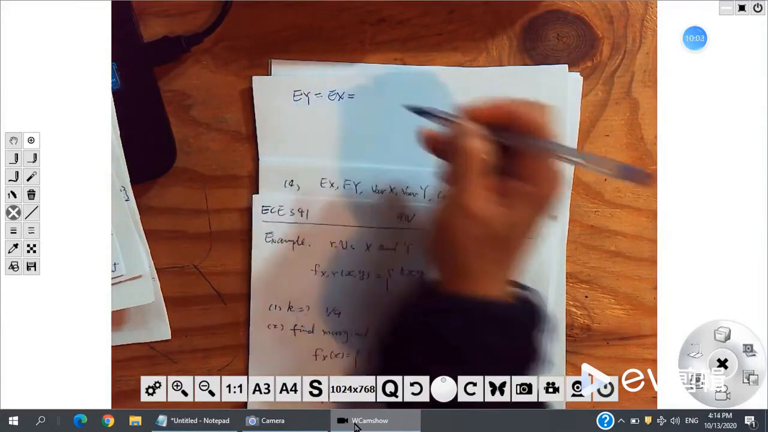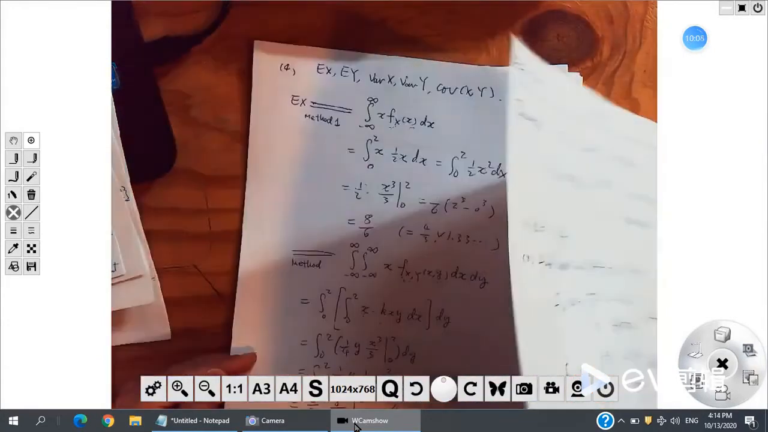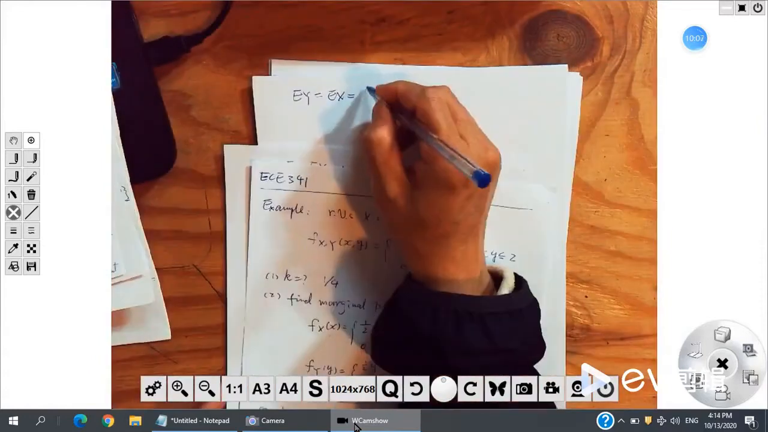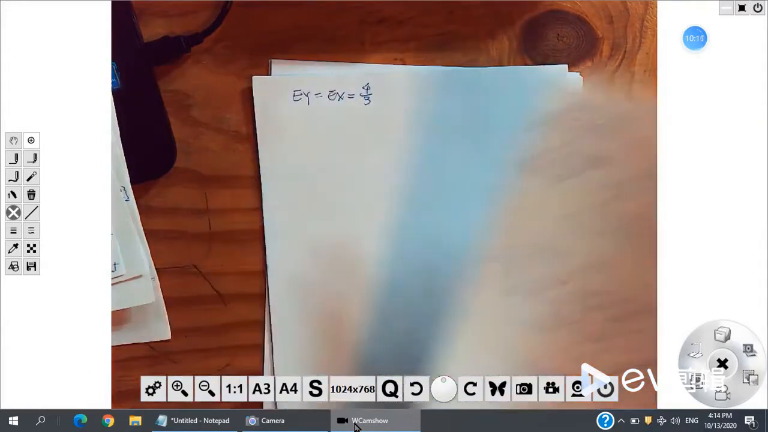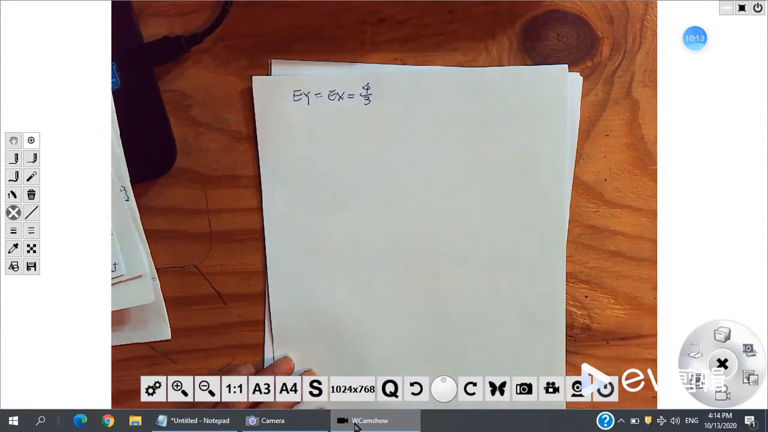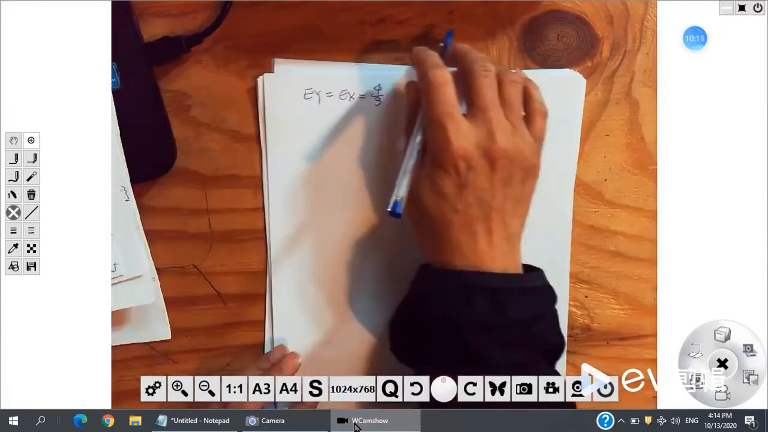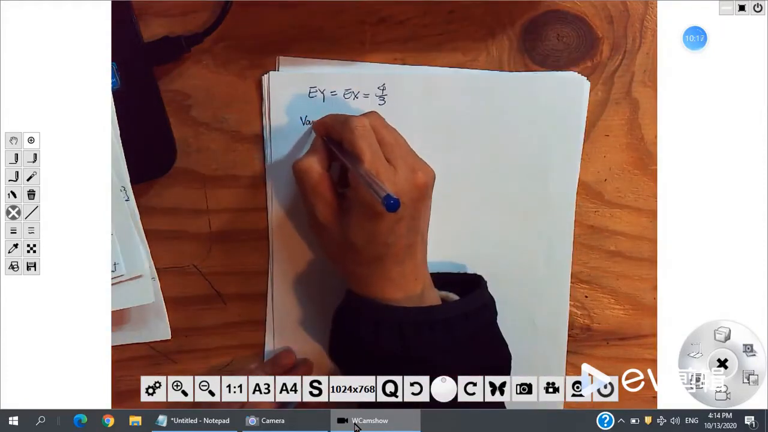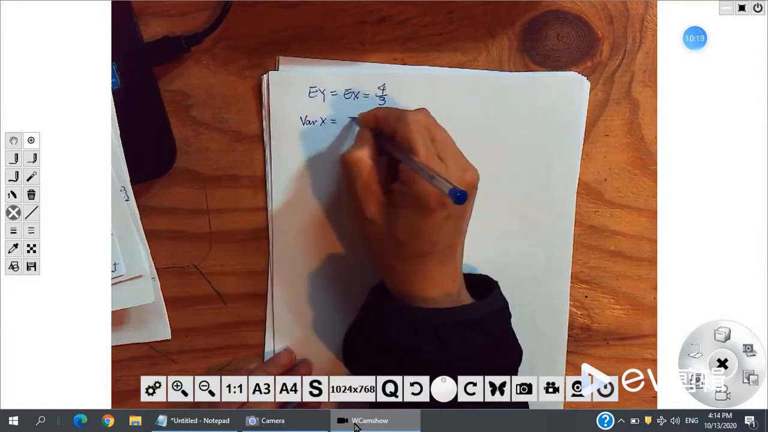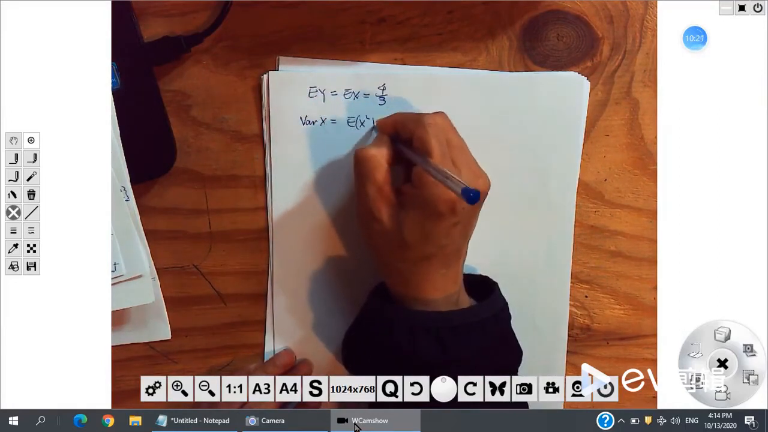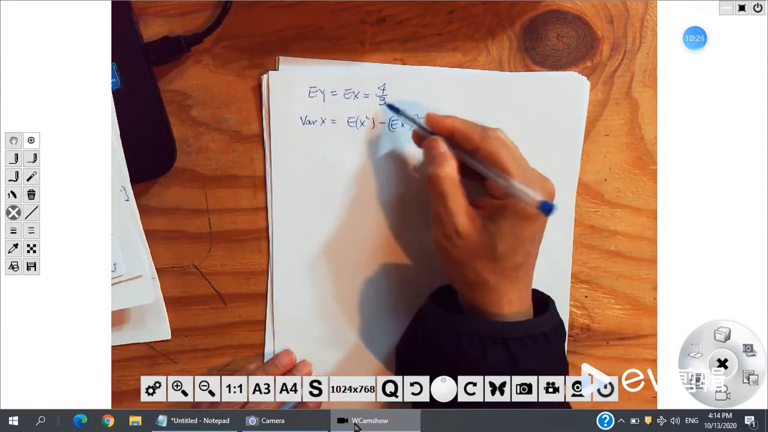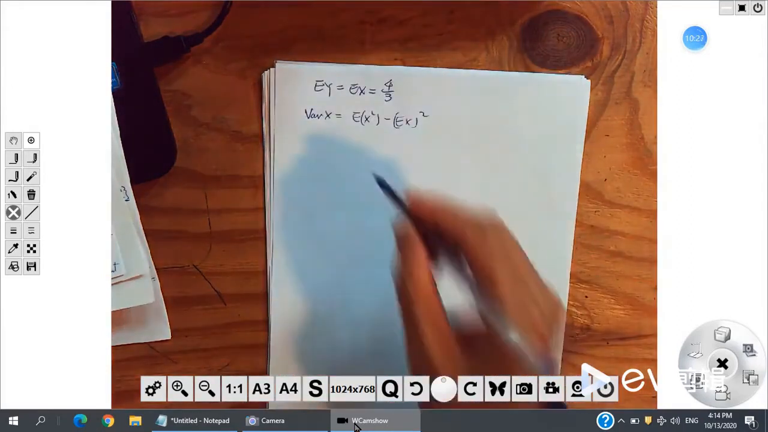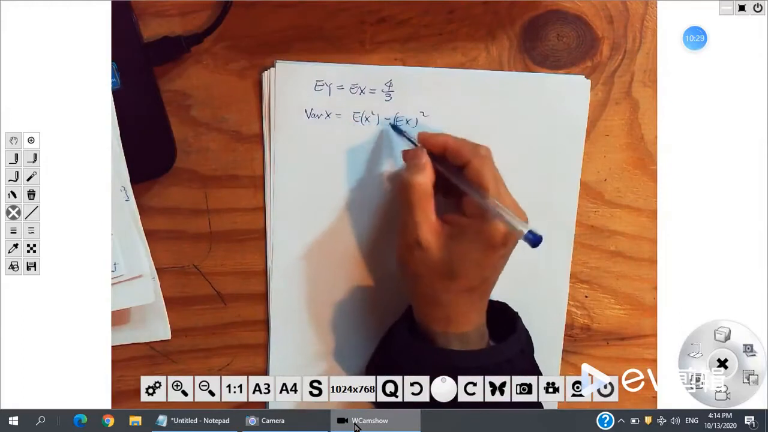It will be 4 over 3. Okay, so E[Y] is also this. And besides the expectation, we also want the variance. The variance of X will be E[X squared] minus (E[X]) squared. We know what E[X] is, right? It's 4 over 3. But what is E[X squared]?